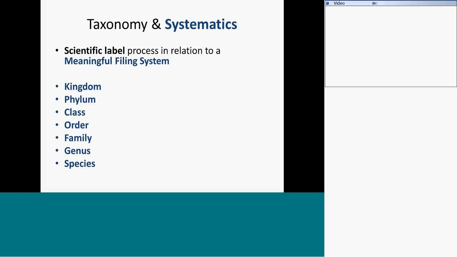Within classification, we scientifically name each variety of life form and other species in what we call taxonomy. It's a very orderly system. We have this idea of kingdom, phylum, class, order, family, genus, species. Make sure you're familiar with and know that order of classification.